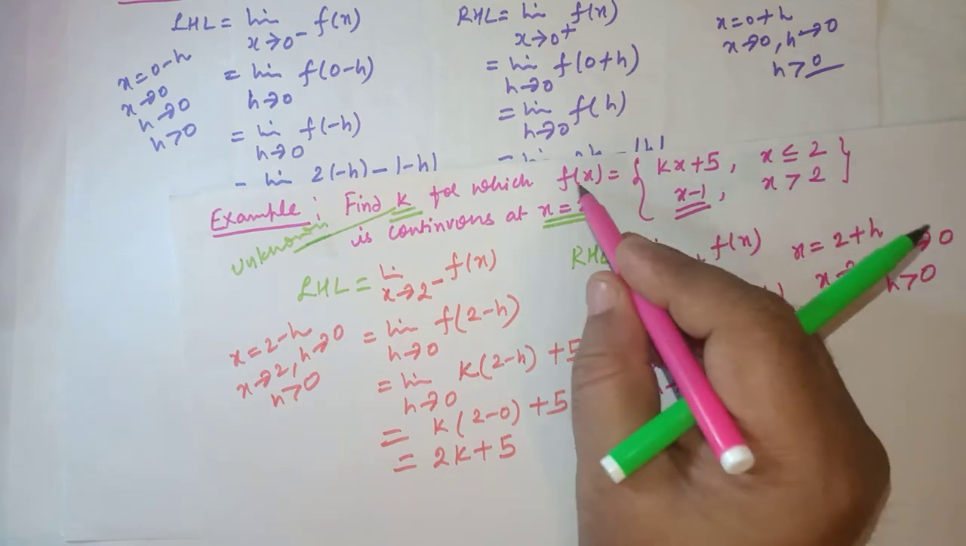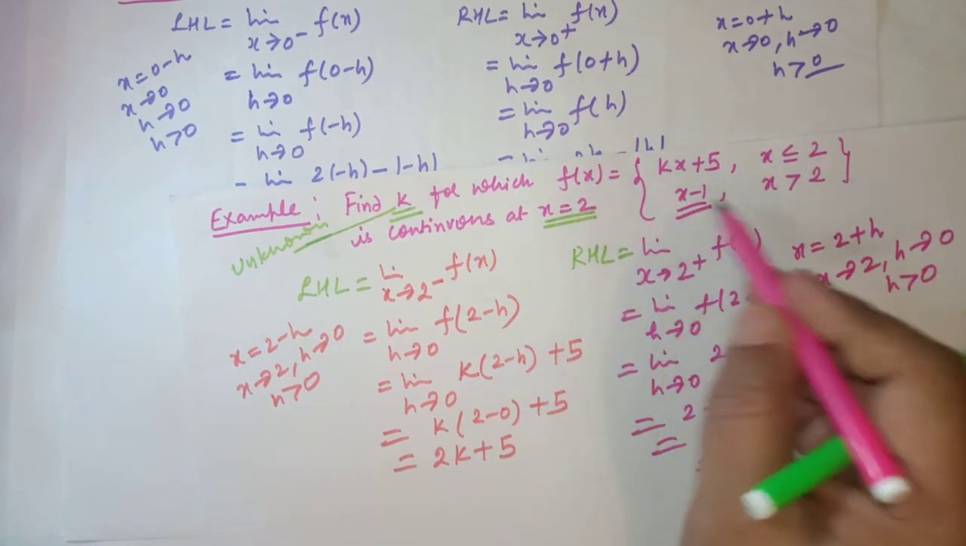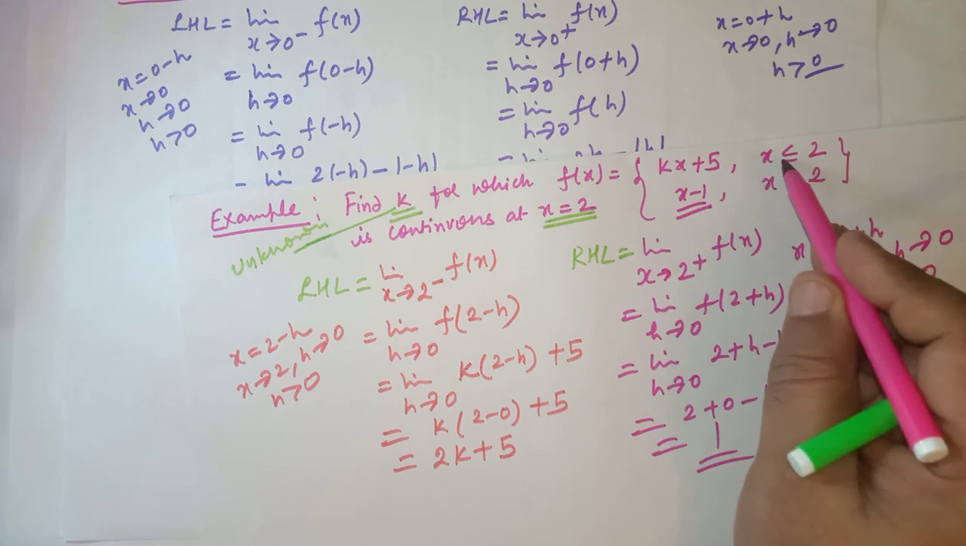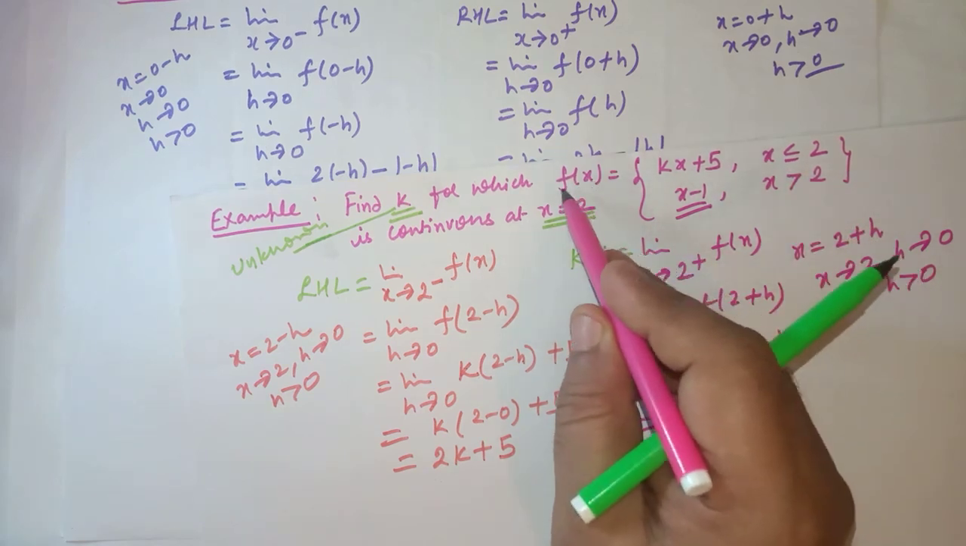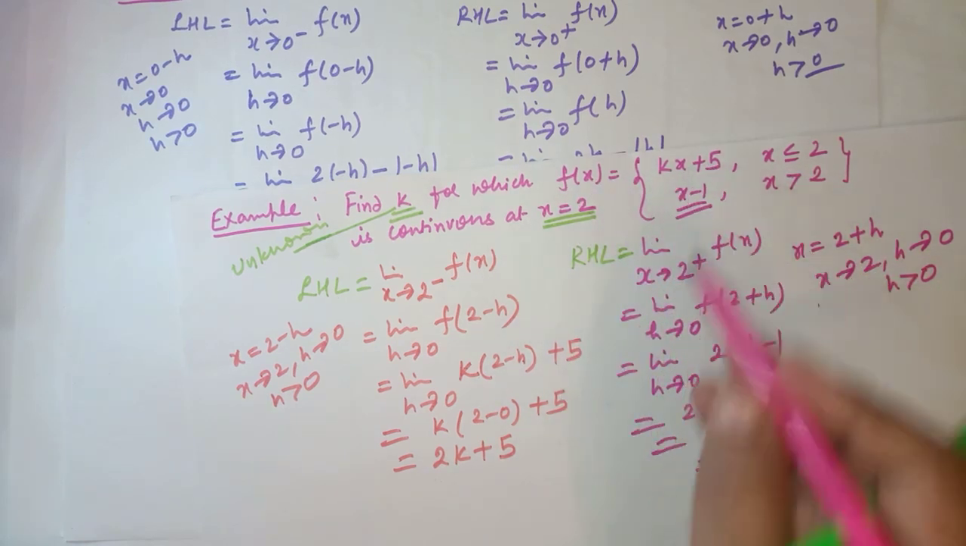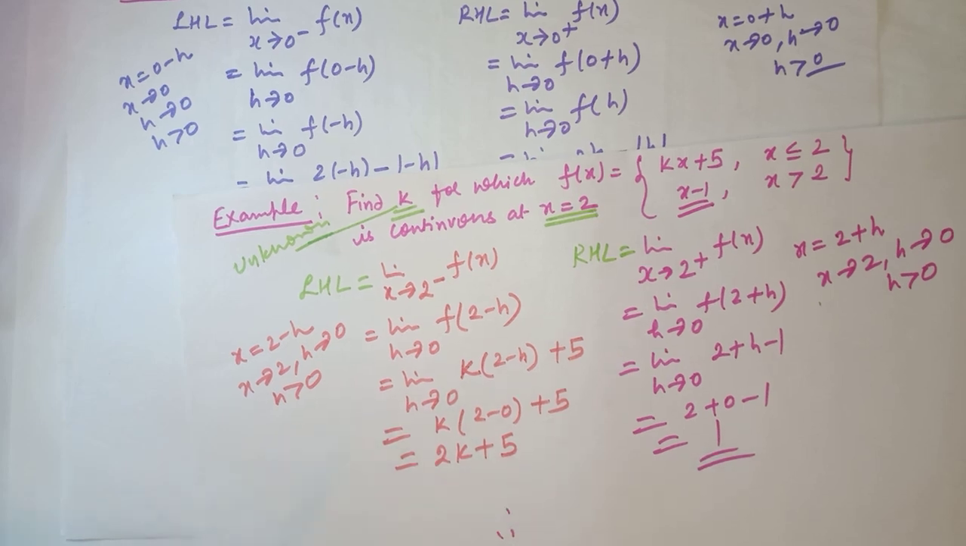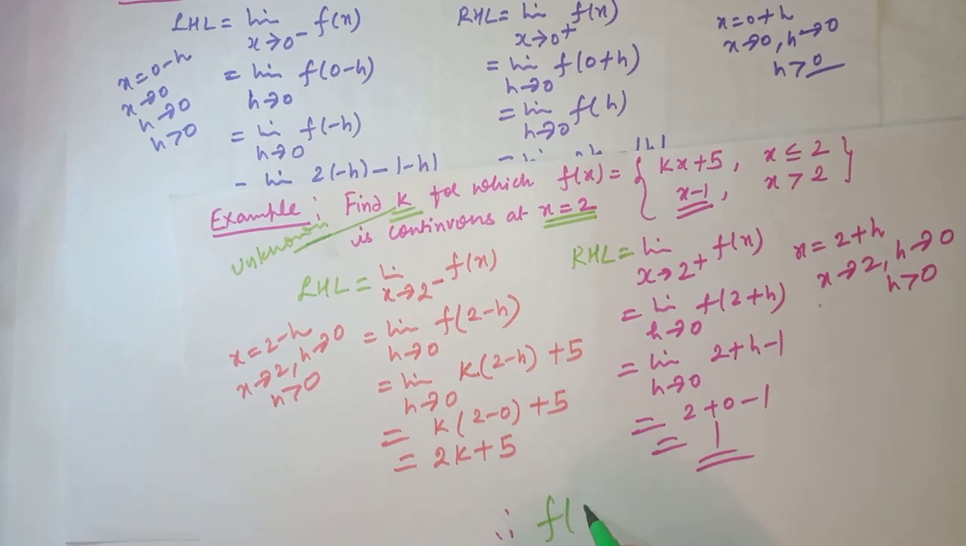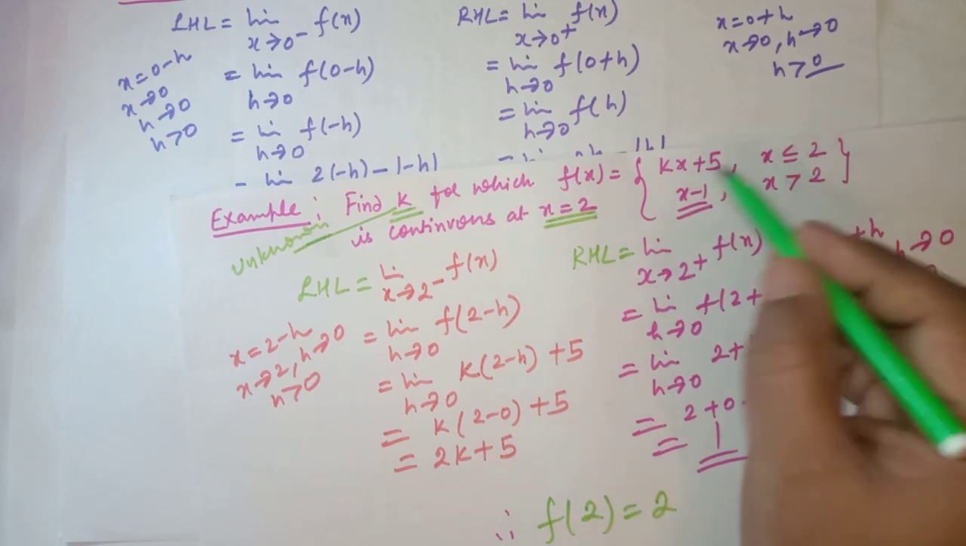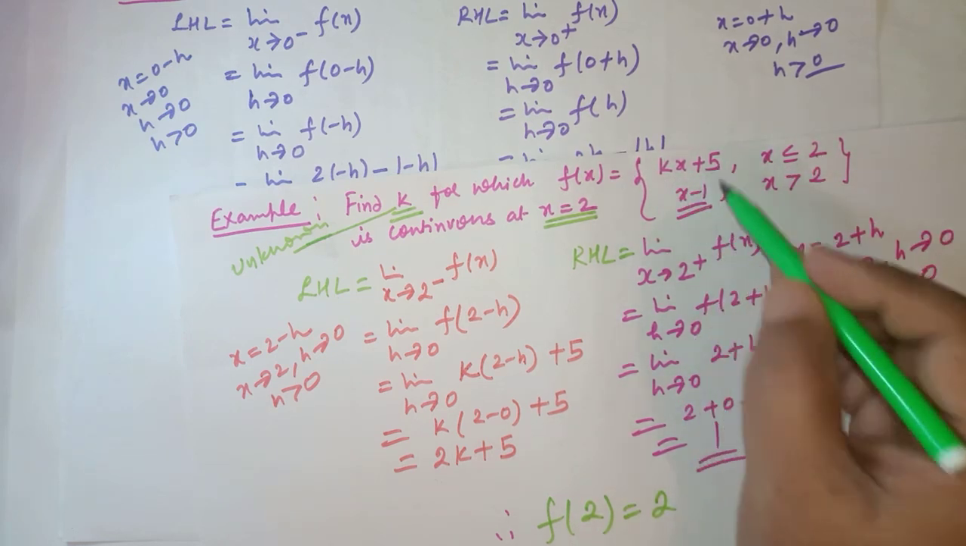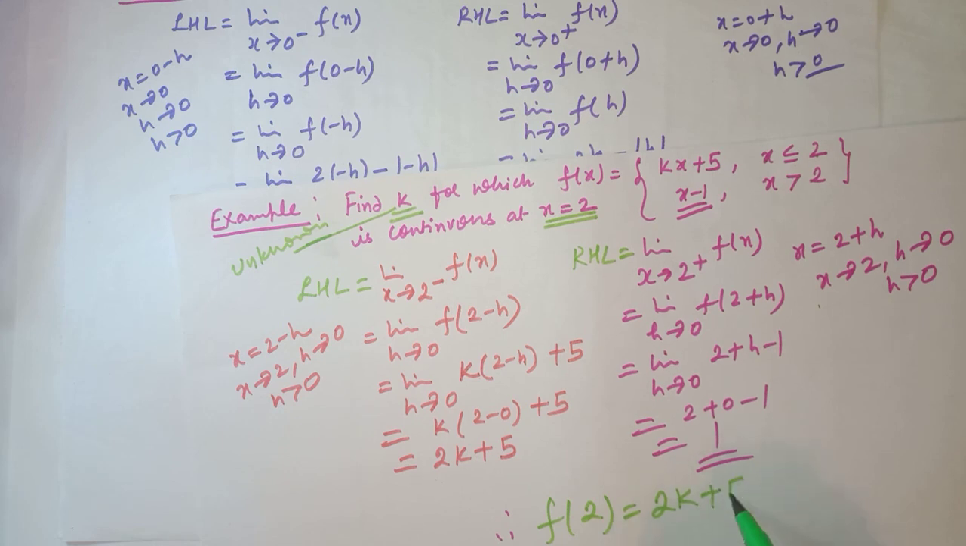Now again from this definition here, for x equal to 2, the function is defined as f(x) is equal to kx plus 5. So therefore f of 2 is 2k, because here x equal to 2, for x equal to 2 it is kx plus 5, so this is 2k plus 5.